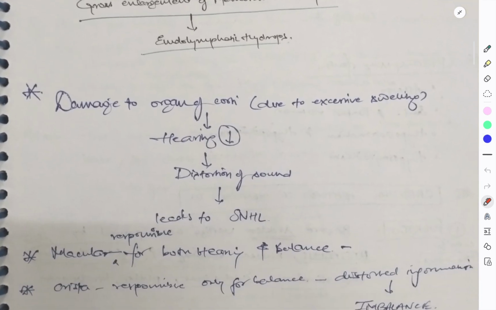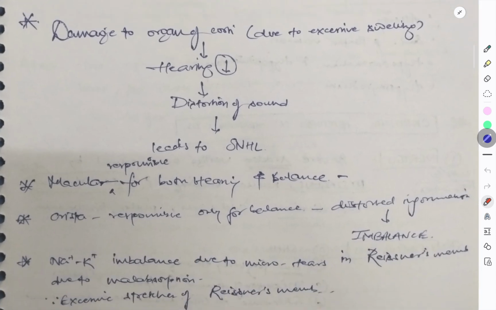Second, there is damage to the organ of Corti due to the excessive swelling. So there will be distortion of the sound, and this causes sensory neural hearing loss. Since the macula is responsible for both hearing and balance, there will be some balance disturbance also. And the crista is responsible for balance, so if the crista is involved, there will be distortion of information, therefore imbalance will be there.